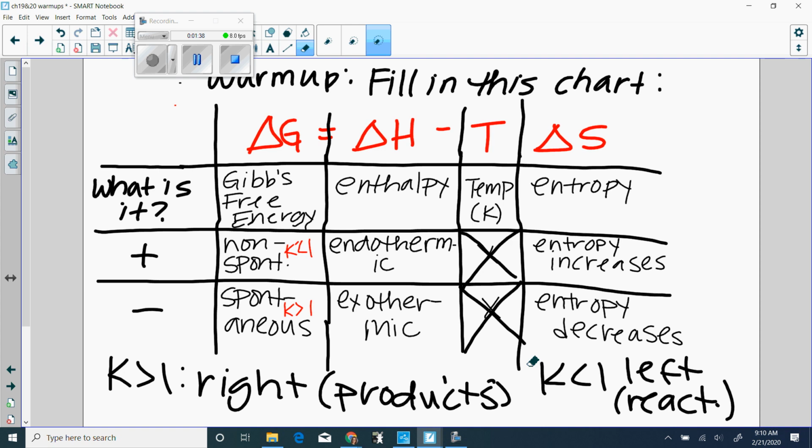It includes temperature because temperature is the only thing that can change K. I can shift things left and right based on temperature. Temperature really makes a difference. Ice melts at a certain temperature and is not going to melt at a certain temperature.